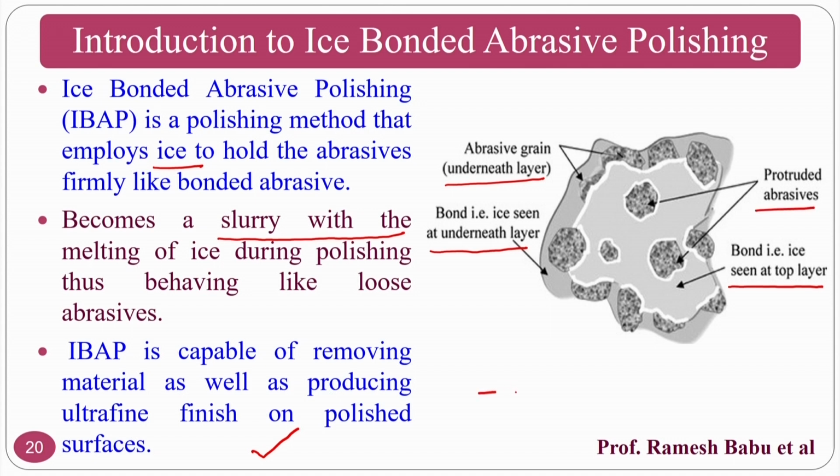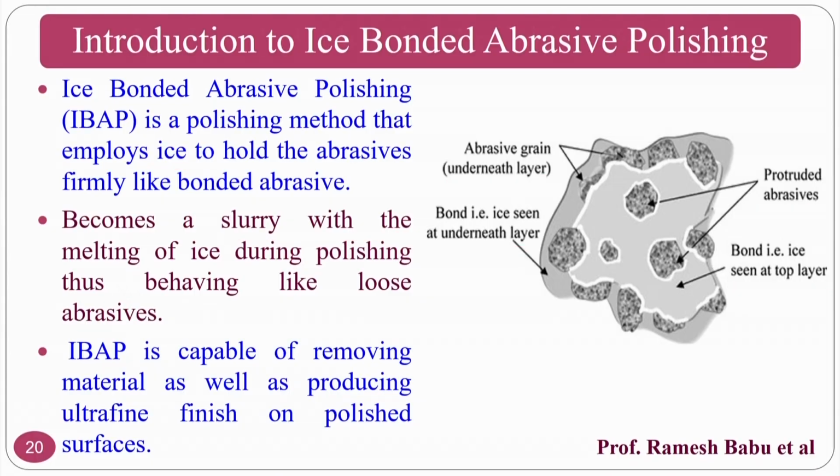Normally, I assume that this is my ice, and my abrasive particles are like this. So, protruded abrasive particles are like this. Whatever bonding is formed here will depend on the temperature that you are controlling. For that purpose, you need to design your setup in such a way that you can maintain a constant temperature, or decrease the temperature with respect to time, so that whatever temperature is generated inside the system during polishing can be countered by the decreasing temperature.